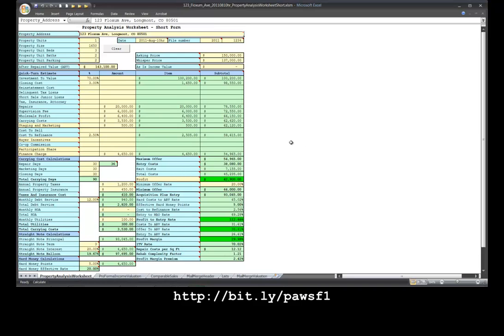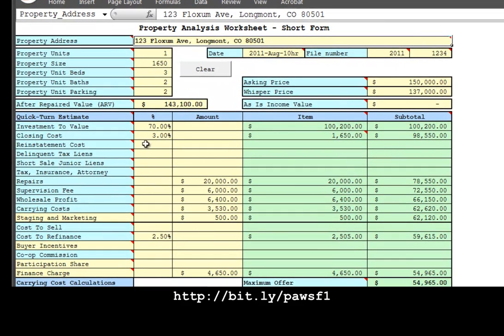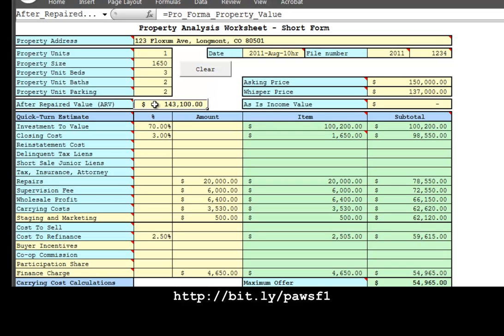Now on the analysis worksheet, there's a little bit of difference here in that we're showing that the investment to value is now 70%. That is a formula reference to the loan to value rate. The ARV is $143,100. That's a reference to the pro forma property value rate.